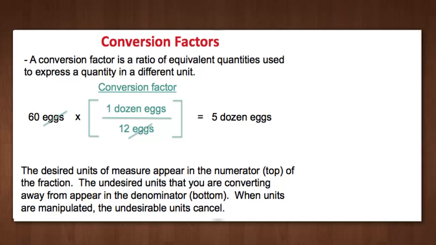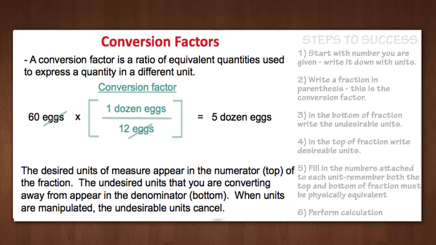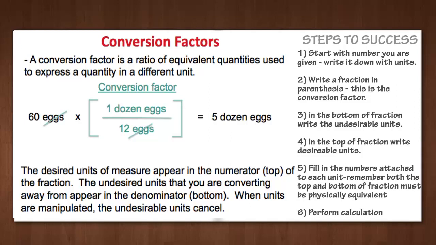So this is basically our steps to success with these conversion factors. You start with the number that you're given, you write it down with the units of measure, you then write the fraction in parentheses. This is going to be your conversion factor. You're going to multiply that conversion factor by the number you start with in step 1. In step 3, in the bottom of the fraction, you're going to write the undesirable units. Those are the ones that you want to get rid of.